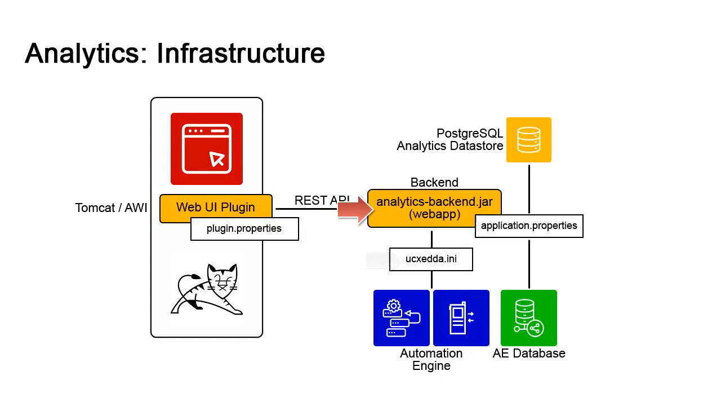The other is ucx-edda.ini, which contains the AE system, host, and port of the engine processes. Finally, we have the Web UI plugin, which we install with the AWI web application. It serves the interface elements. It has one configuration file, plugin.properties, which contains the REST API encryption key for security, and connection details to the analytics database.